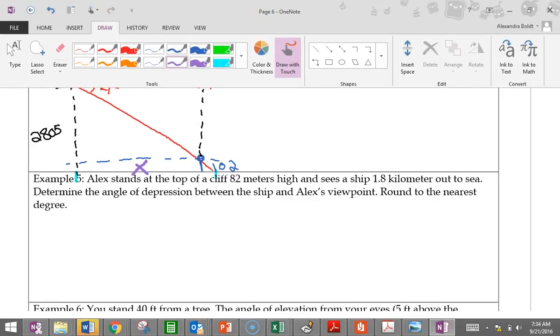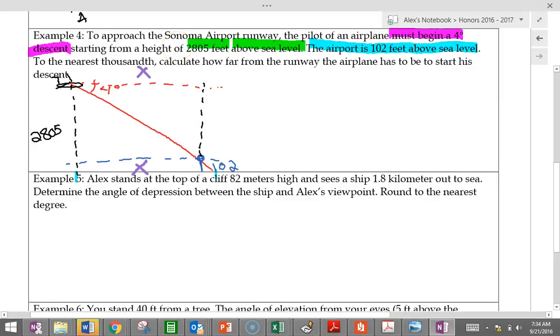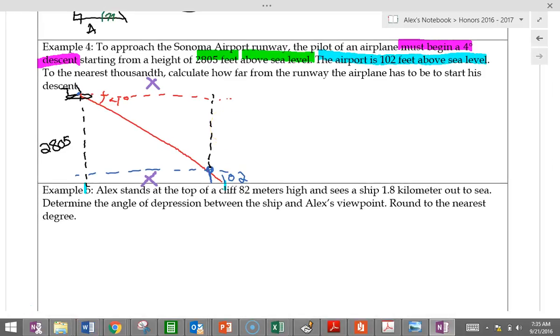The same thing with the height here. Now this height we have to be careful of. The entire height from start all the way to sea level is 2,805, but I have to go back 102 because my airport isn't at sea level. So my airport is really at, subtract 102 from this, 2,703 feet, okay?